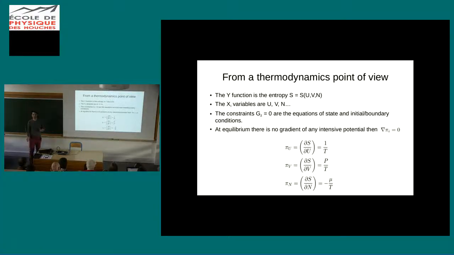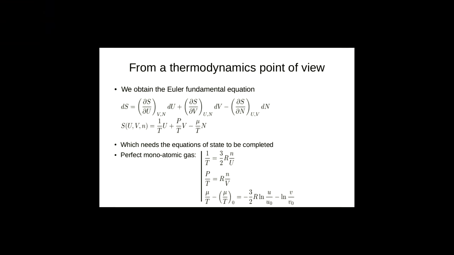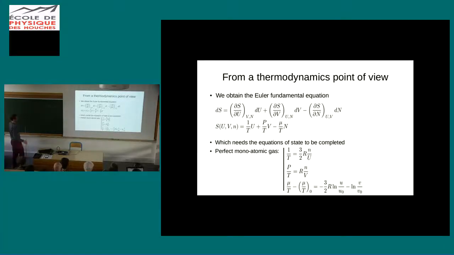So of course, if we describe this system using an entropy formulation, then the intensive parameters will be written here. The first derivative of entropy with respect to internal energy will be the inverse of temperature, and so on. We have pressure over temperature and chemical potential over temperature. So using this, we can derive the Euler fundamental equation, but for now we have made only half of the work because we need to complete the equations of state.